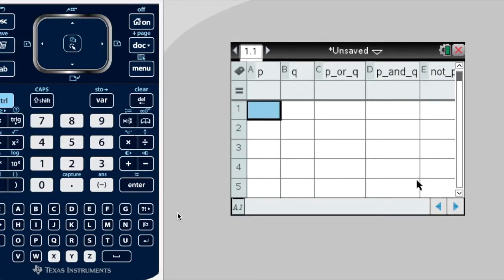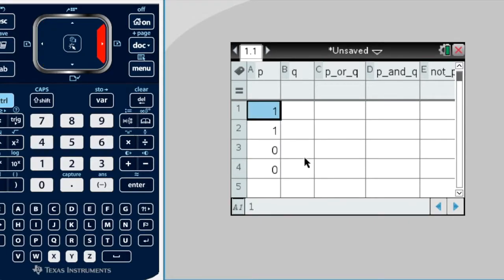This video shows you how to create truth tables using your TI-Nspire. Okay, so I've started with our usual variables, P and Q. So for P, truth we're going to say is a 1 and false is a 0. So for true I'll put 1, 1, then 0, 0 for false.